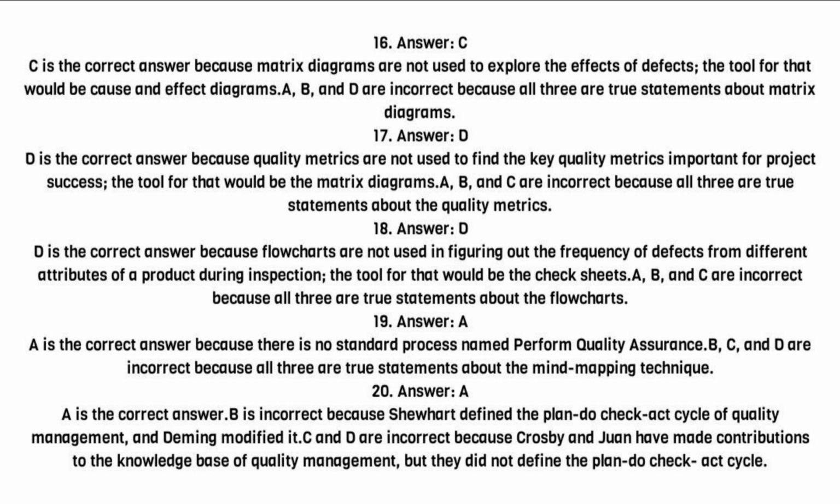20. Answer, A. A is the correct answer. B is incorrect because Schubert defined the plan-do-check-act cycle of quality management, and Deming modified it. C and D are incorrect because Crosby and One have made contributions to the knowledge base of quality management, but they did not define the plan-do-check-act cycle.